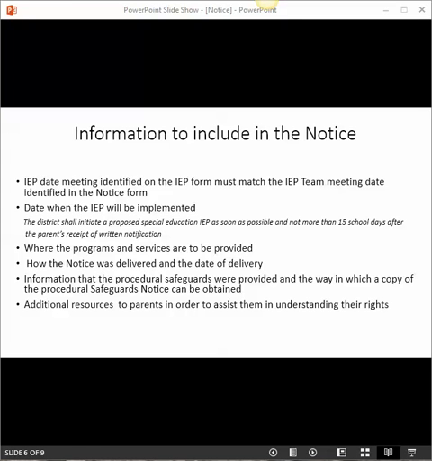You have to provide information that the procedural safeguards were provided and the way in which a copy of the procedural safeguards notice can be obtained, and any additional resources to parents in order to assist them in understanding their rights. And one of the pieces that I didn't write in here, but that's included: if the student is going to attend another district, like if they're living in this district but the program that they're going to take part in is in another district, that person has to be invited to the IEP and information has to be included because they have to okay those services.